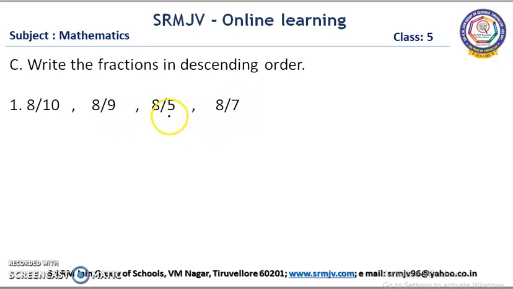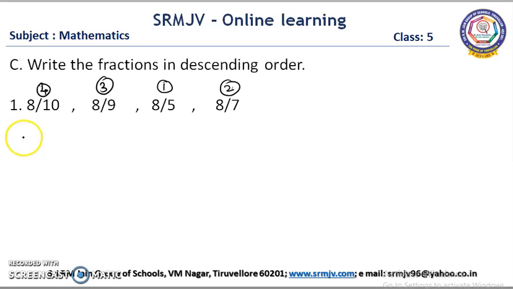The fraction with the smaller denominator is greater and the fraction with the greater denominator is smaller. So, which is smaller here? 5 is the smallest one. So, that is the greatest fraction. Then the next one is 7. So, this is the second greatest fraction. Then 9 is the third one and 8 by 10 is the smallest fraction.